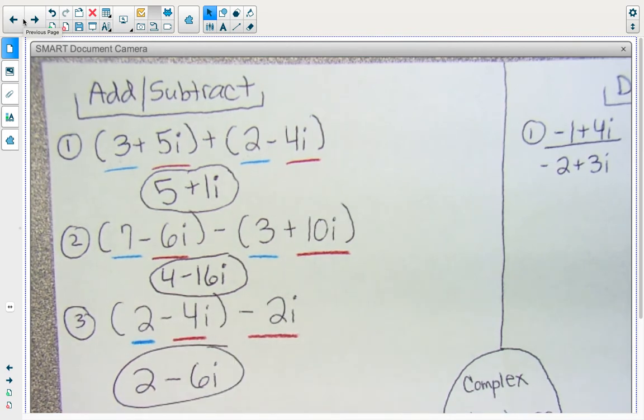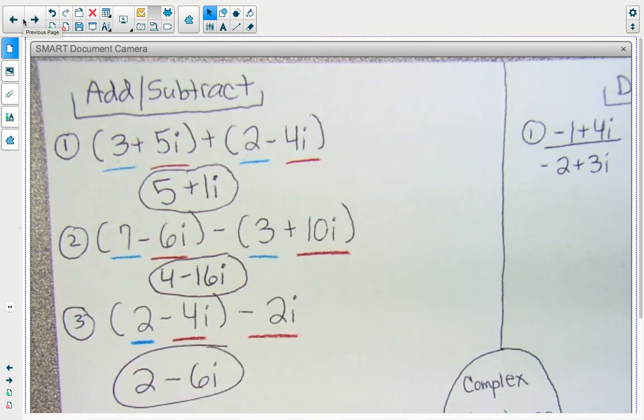And that is all there is to it for adding and subtracting your imaginary numbers. You add or subtract the reals together, and then you add or subtract the imaginary numbers together. So that's the adding and subtracting. Let's move on to multiplying.